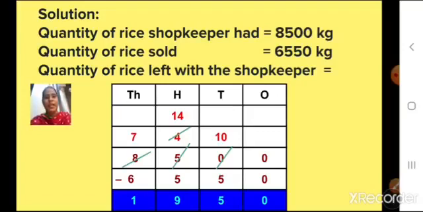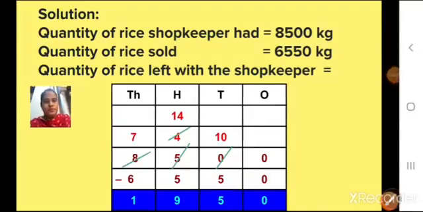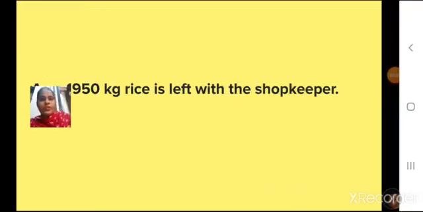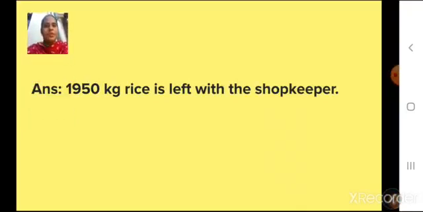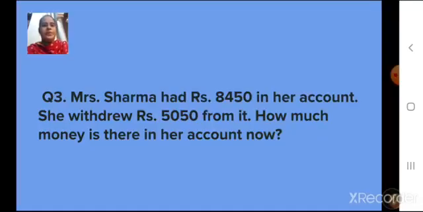At last you have to write the answer also. Now write down the steps and draw proper boxes, everything, children. Children, now note down the answer. 1950 kg rice is left with the shopkeeper. After this, take a new page. Write question number 3.